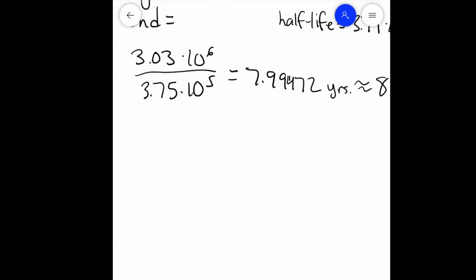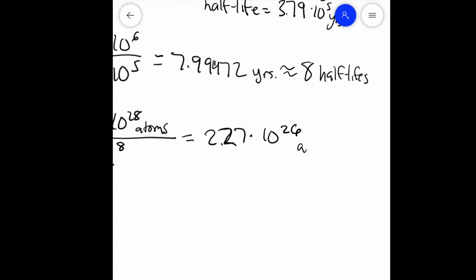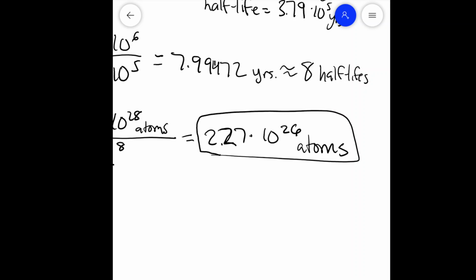So what we're going to do is take our starting amount, and then the unit would be atoms, and we're going to divide it by 2 to the 8th. Because as we know from the last problem, that exponent is our half-lives, and you put it on top of 2. So that gives you 2.27. Remember sig figs, so we need 3 times 10 to the 26th atoms. So that is how much you end up with.